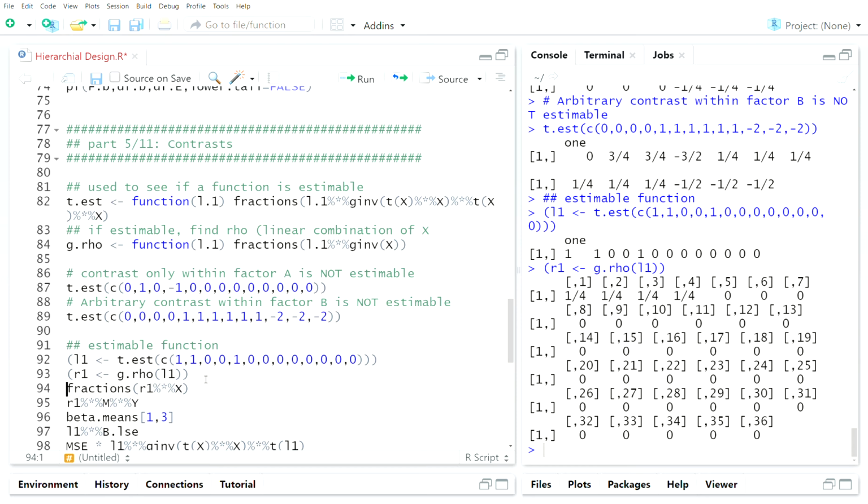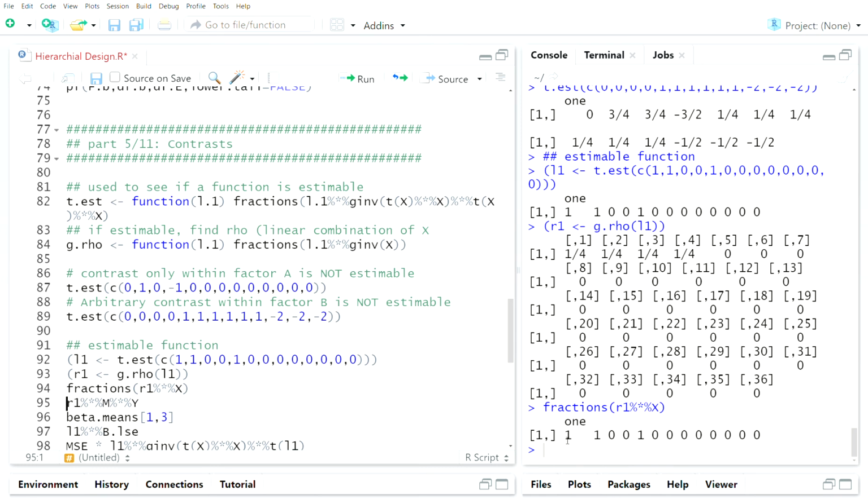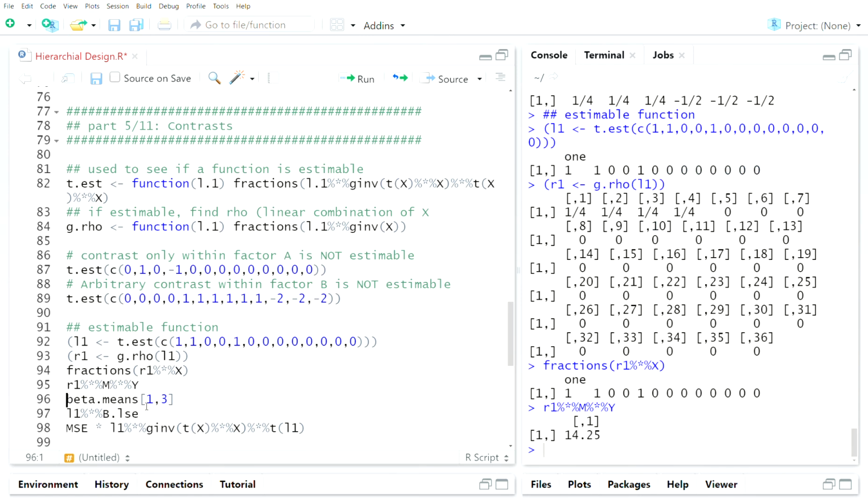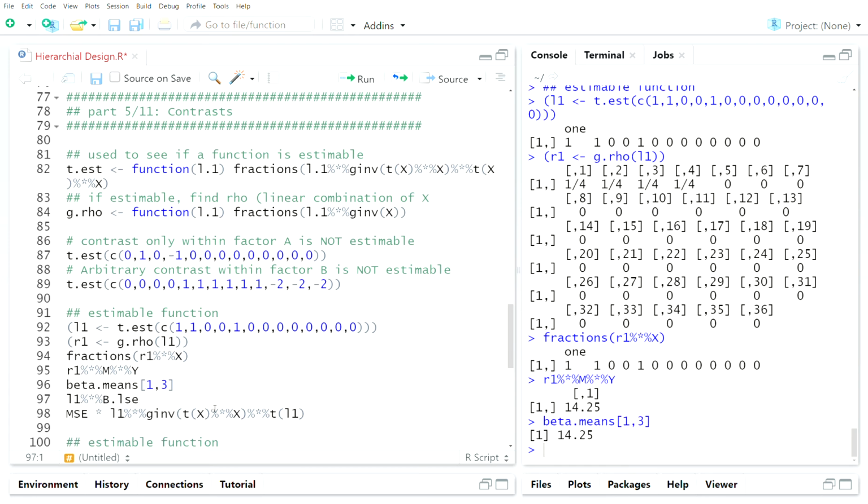So if we take rho times X, which is this function here, we should get lambda back. And notice we do. This lambda is equal to this. Now the estimate for this estimable function is rho times M times Y, which is 14.25. Or we could just look at the beta parameter, so that's 1, 2, 3, the third beta parameter, which is this one. If we look at it, it's the third mean of the betas.